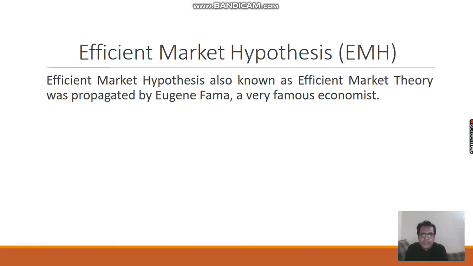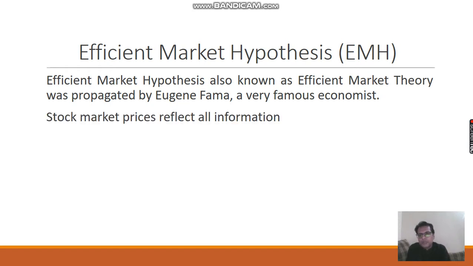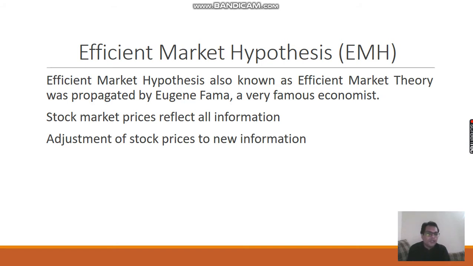Efficient market hypothesis is also known as efficient market theory. It was propagated by Eugene Fama, a very famous economist. According to this theory, stock market prices reflect all the information. This information might include the information related to the company itself, the economic situation, or the market situation. And whenever there is new information coming to the market, prices quickly adjust to this new information.